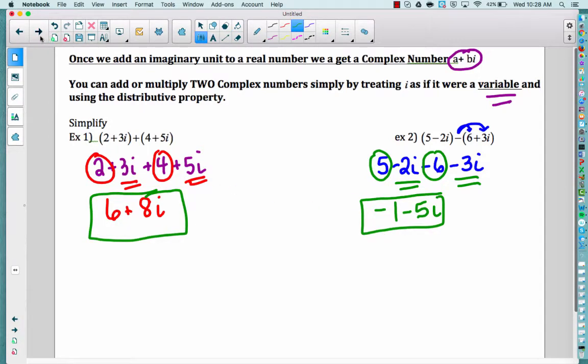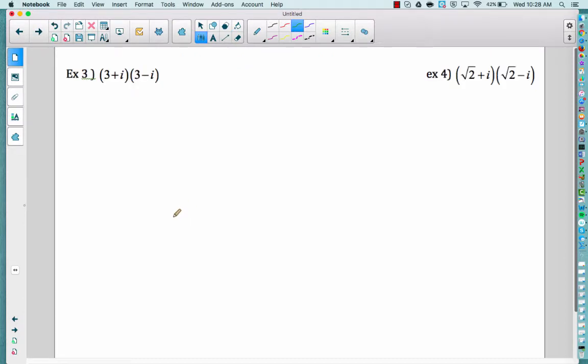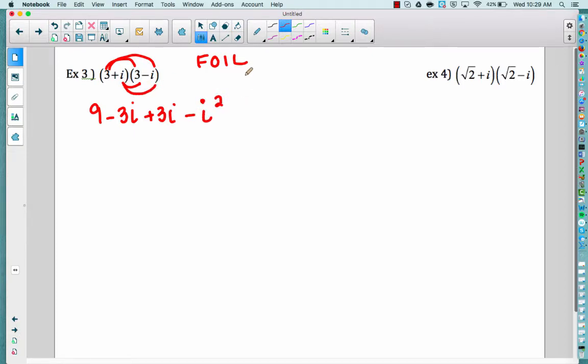Okay, so now what about multiplication? If we're multiplying, we either distribute or we FOIL or we keep distributing. So here we have two binomials. So I know that binomials, when I multiply them, I can distribute. So I'm going to do 3 times 3, which is 9. That's my F. Outer terms, so 3 times negative i, so negative 3i. i times 3, which is plus 3i. And then i times negative i, which is going to give me negative i squared.